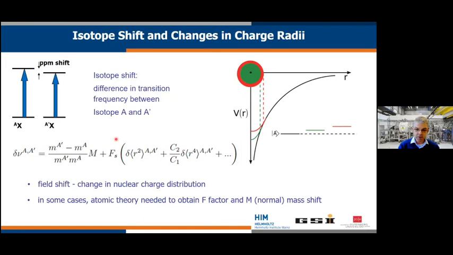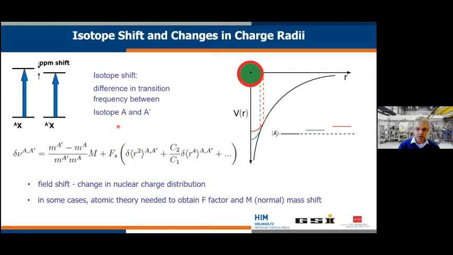In the field shift, we have information on the change in the nuclear charge distribution or the nuclear volume. And of course, in principle, you can make some sort of an expansion. For most practical cases, only this first term, delta R squared, will be of relevance.